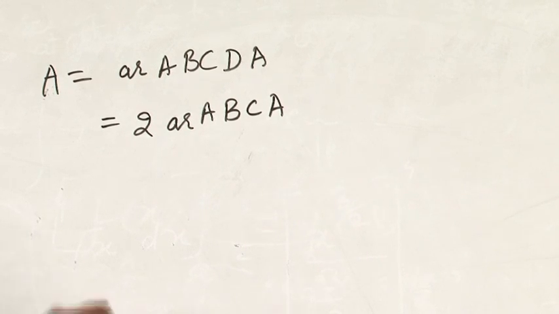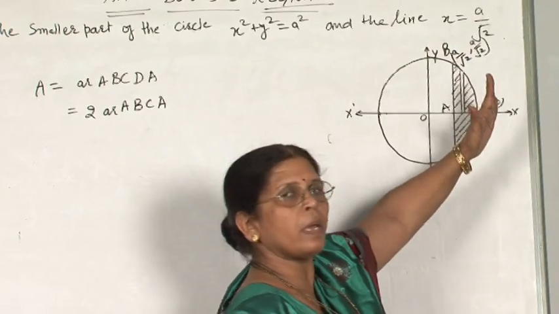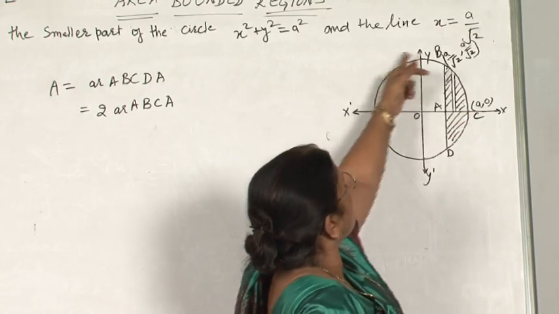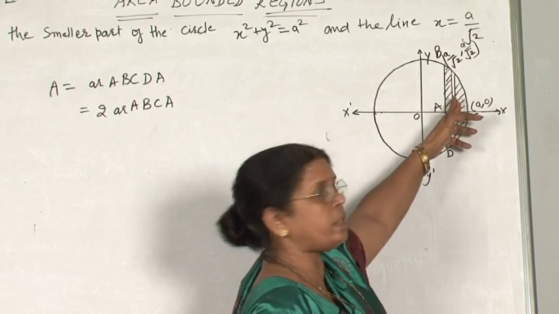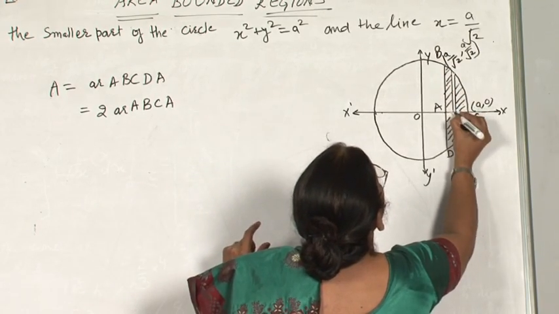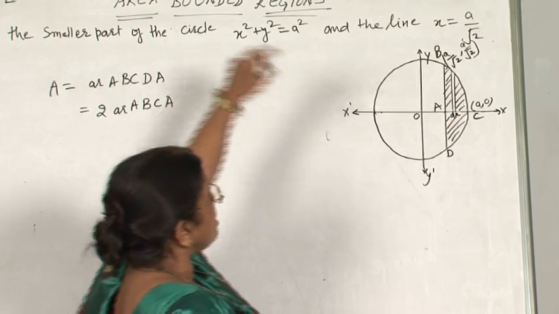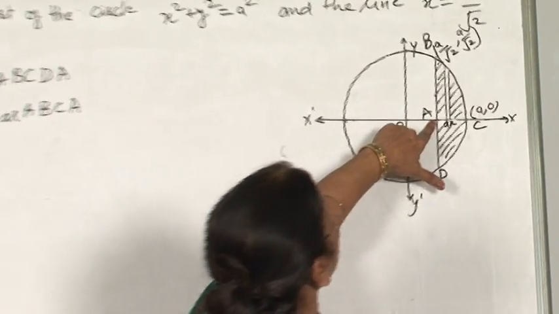Now, draw a strip which is parallel to the y-axis. Of course, the upper end of the strip lies on the circle. So, we will put the value of y from the equation of the circle, and the thickness of this strip is dx. Now, what is the value of x? The limit of x is from a by root 2 to a.